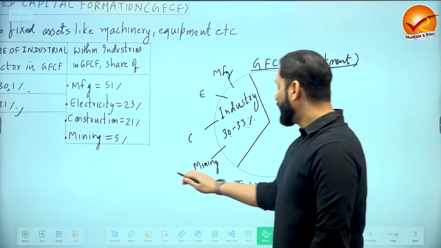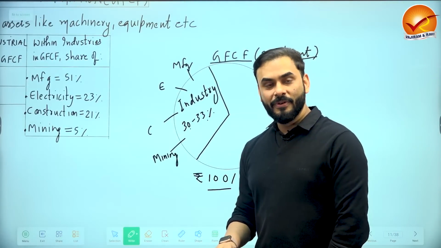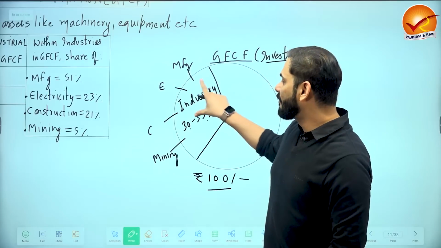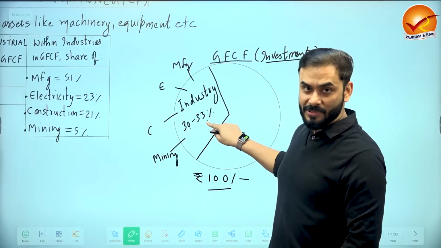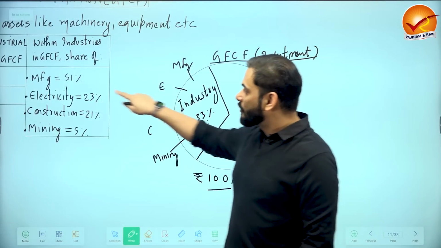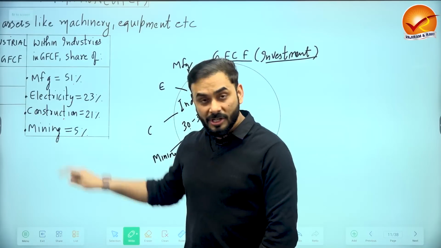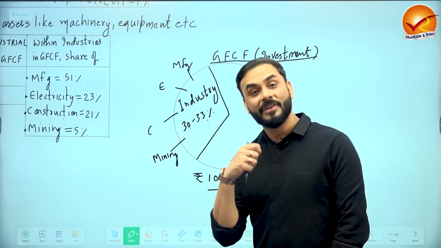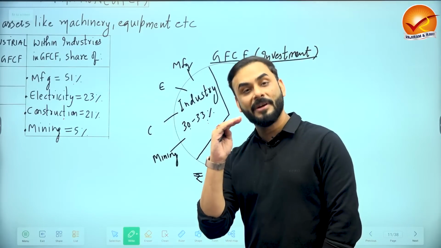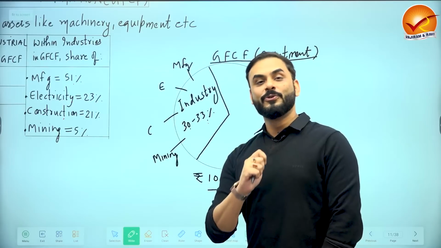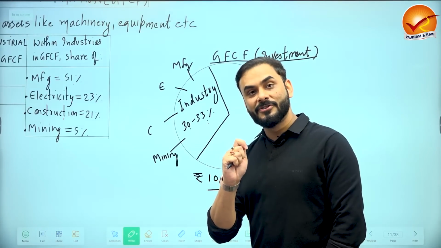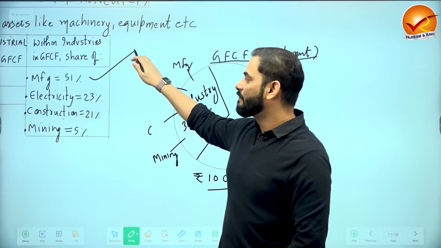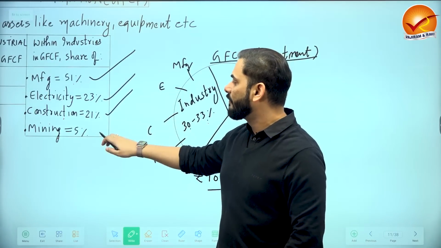Now, what is the share of different subsectors of industries in the investment? Overall investment by industries is 30 to 33%, right? Now, what is the contribution of manufacturing, electricity, construction and mining? Whenever we say that industries have invested in the economy, we should also know which subsectors of industries are contributing more in the investment in economy. So manufacturing 51%, electricity 23%, construction 21%, mining 5%.